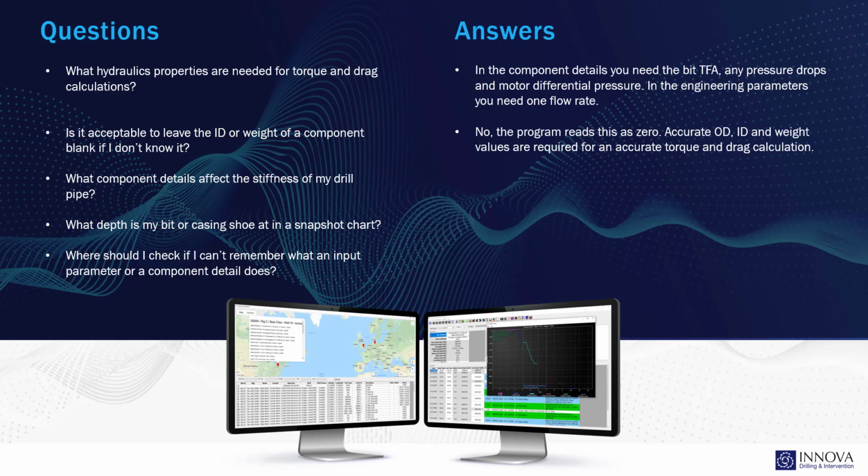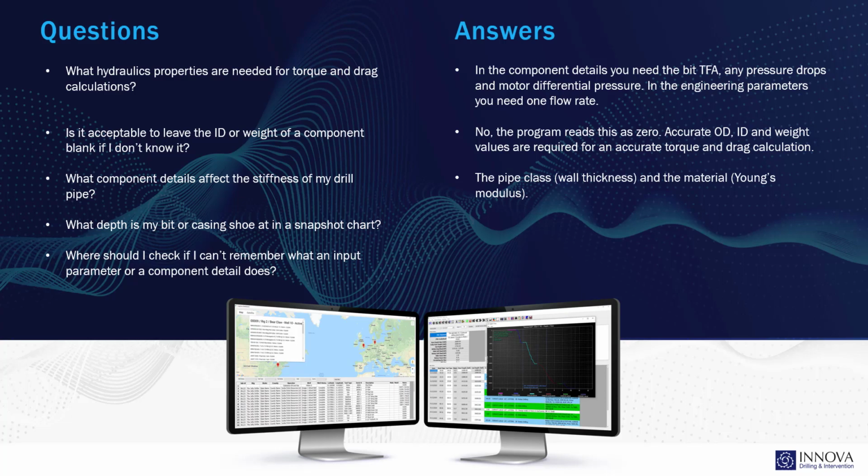Question 3, what component details affect the stiffness of my drill pipe? And the answer is the pipe class, which affects the wall thickness of the pipe, and the material, which affects the Young's modulus.